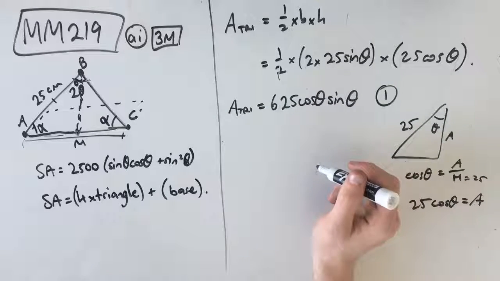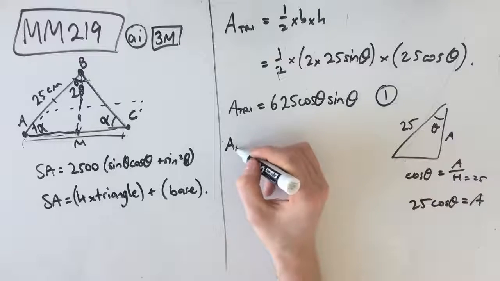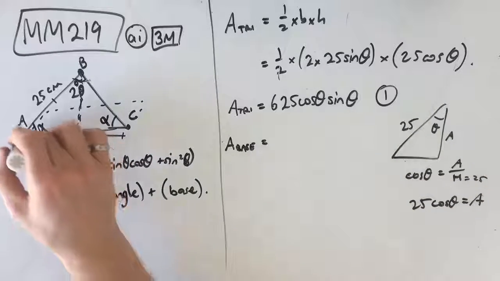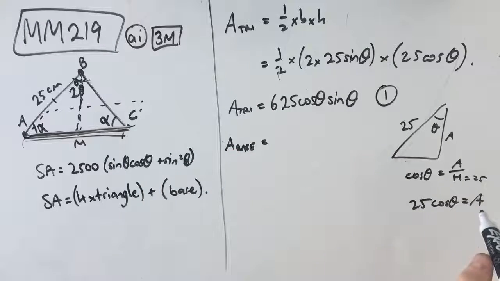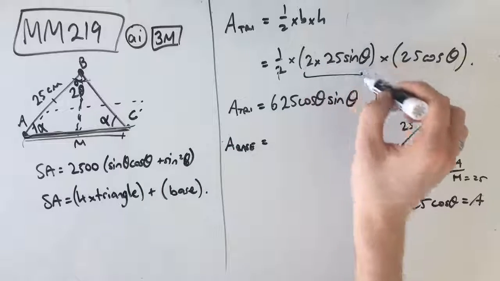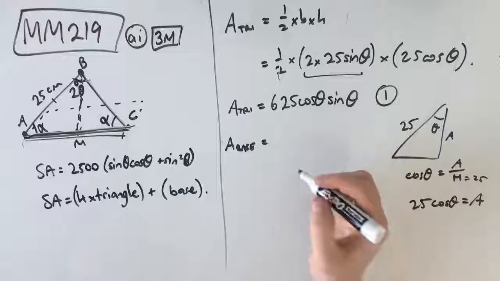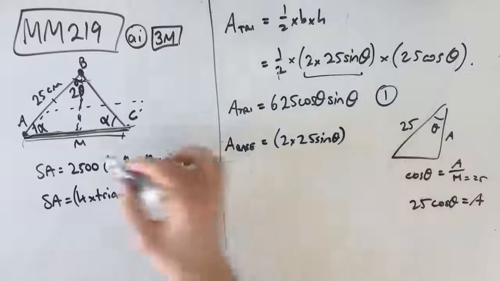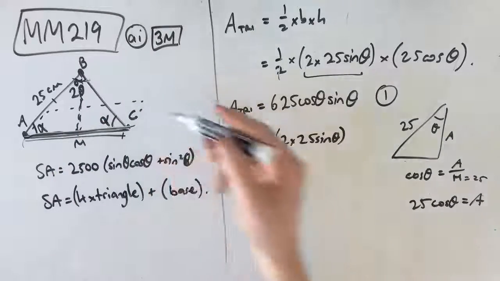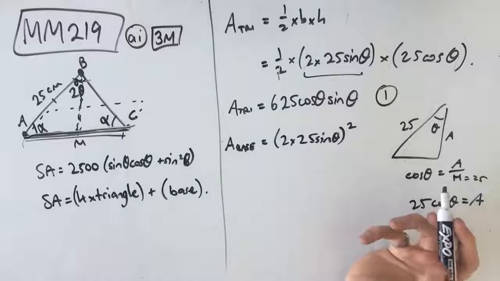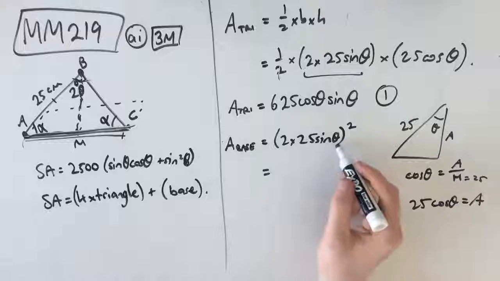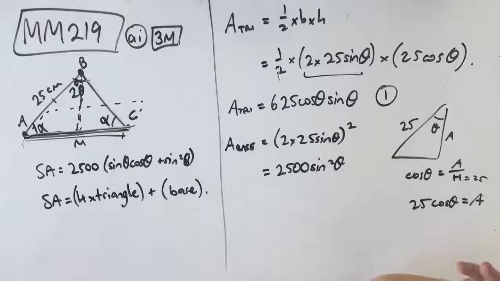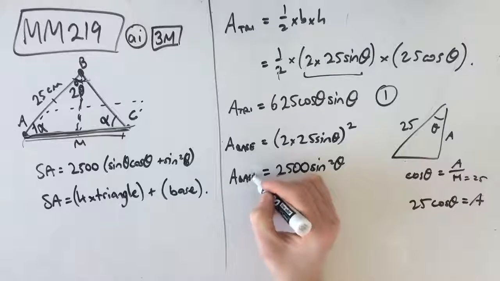So now let's figure out the area of the base. So the area of the base is a square, right? So we know that it's a square, and we already know the side length, which was 2 times 25 sine theta, which is going to be 50 sine theta, right? So the area of the base is equal to 2 times 25 sine theta, because it's that side, multiplied by the same length, because it's a square-based pyramid. So we're just going to do this squared, okay? So this is 50 sine theta, and that squared is going to be 2500 sine squared theta. Awesome. So that's the area of our base.